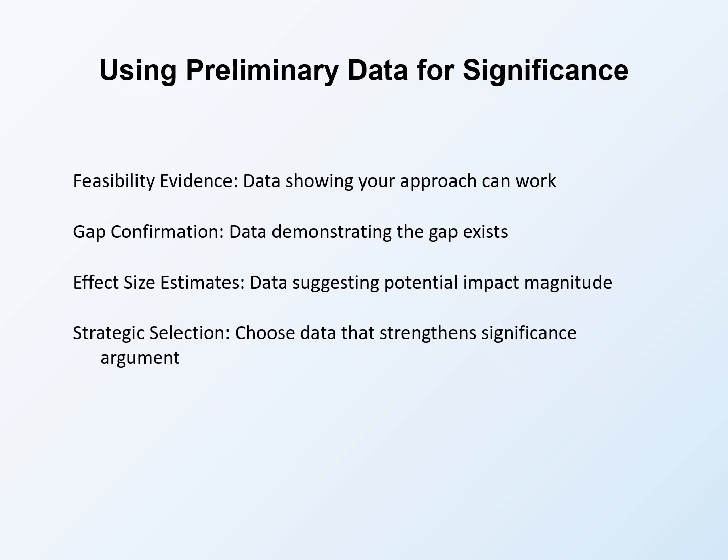Strategic selection means choosing preliminary data that most strengthens your significance argument. Not all data you have may be relevant to significance. Select and present data that directly support the claims you are making about why this work matters.